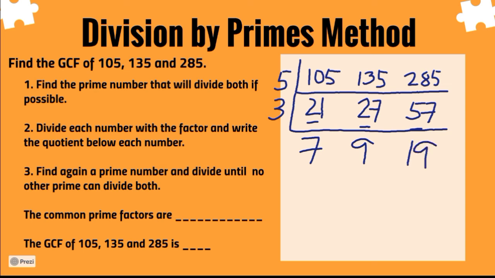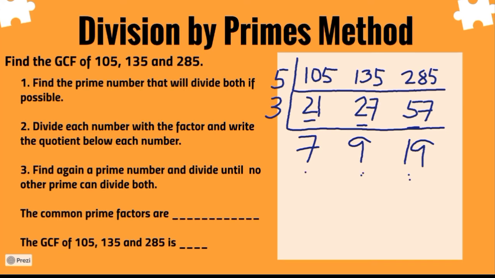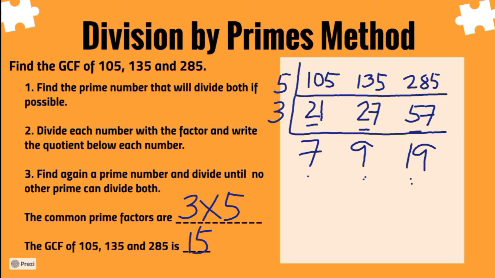So, 7, 9, and 19 are relatively prime. Wala na ibang factors na pwede i-multiply to get 7 aside sa 1 times 7 at sa 9, 3 times 3 times 1 at ang 19, 1 times 19. So, the common prime factors are 3 times 5. So, let's multiply these prime factors to find the GCF. So, 3 times 5 is equal to 15. So, the highest factor or the greatest factor that is 15.